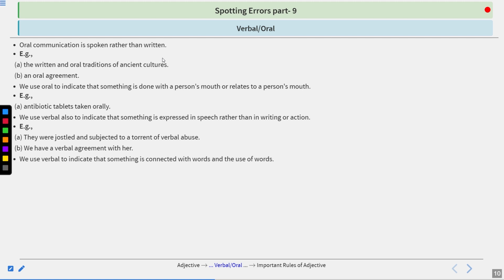We use verbal to indicate that something is connected with words and the use of words. The test has scores for verbal skills, mathematical skills, and abstract reasoning skills. I hope you have understood.